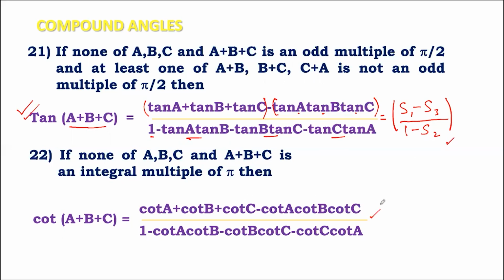Similarly, you can remember the formula for cot, but remember this is for A+B+C. If you want to extend the formula, for A+B+C+D it will be (S1 − S3) upon (1 − S2 + S4). Alternately, the plus and minus signs will come. For every even power this will come with a plus sign, and for every odd power with a minus sign.